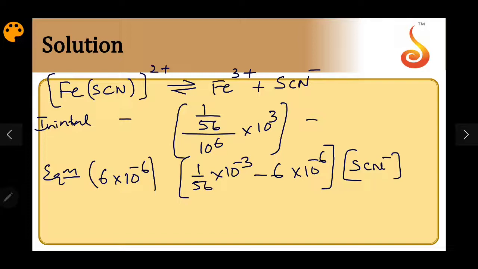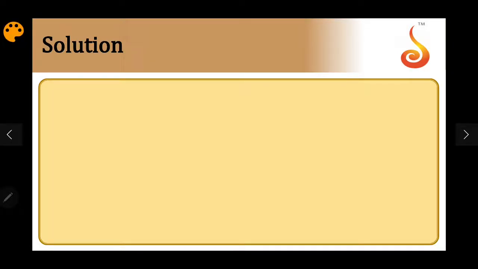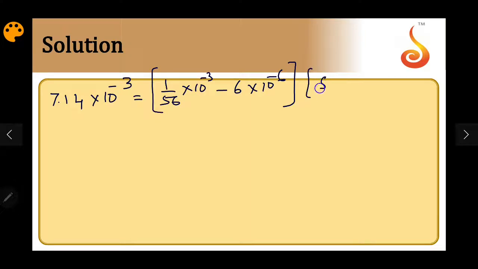So I'll write it in the next slide. You can make a note of this. The dissociation constant is 7.14 into 10 power minus 3. This is given as the dissociation constant, with Fe3+ and SCN− on the right hand side. Fe3+ concentration is 1 by 56 into 10 power minus 3 minus 6 into 10 power minus 6, into the SCN concentration, whole divided by 6 into 10 power minus 6.